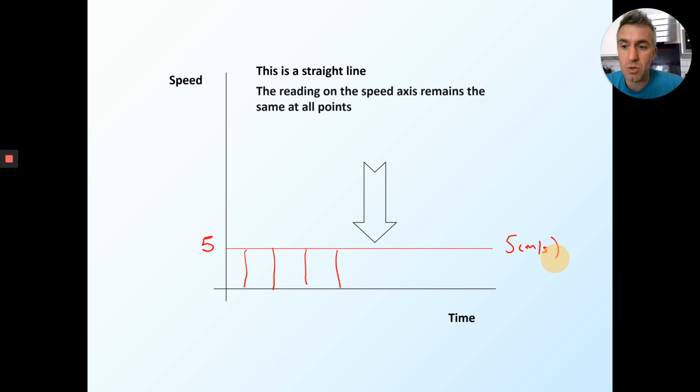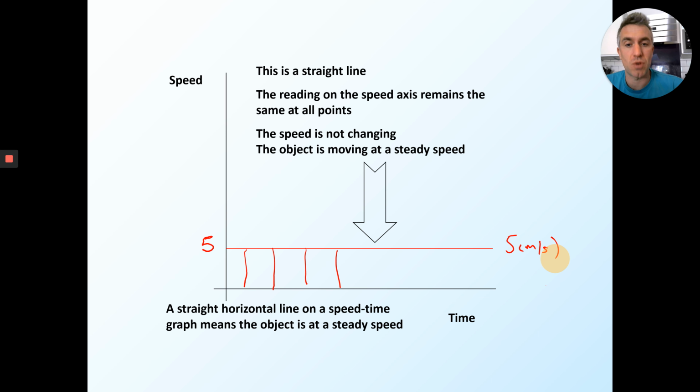So a horizontal straight line is the same speed everywhere. So the object is traveling at a steady speed. It's not going faster, it's not going slower, it's just traveling at a steady speed, as long as that line is not on the bottom.